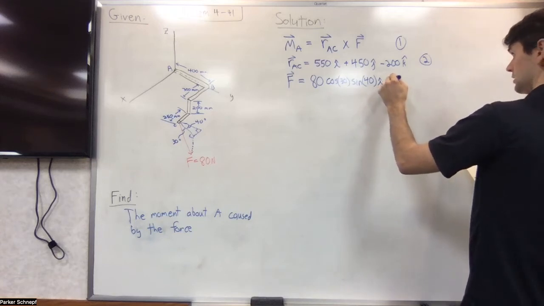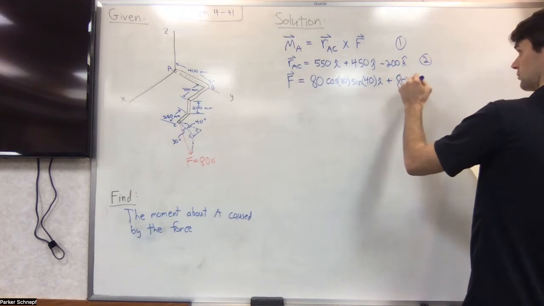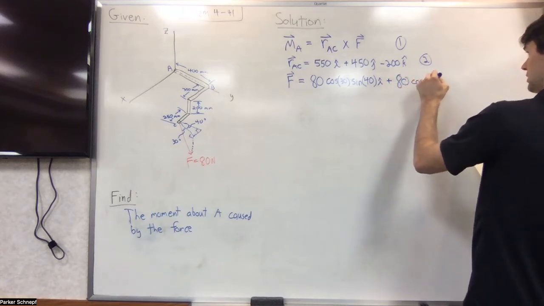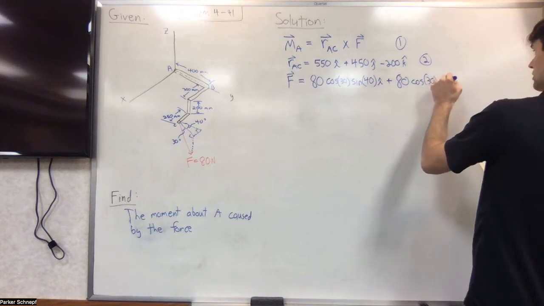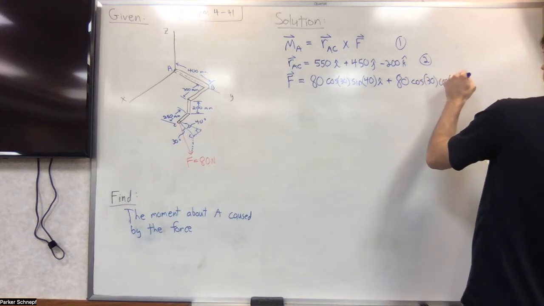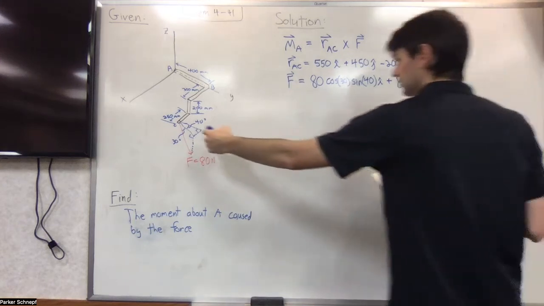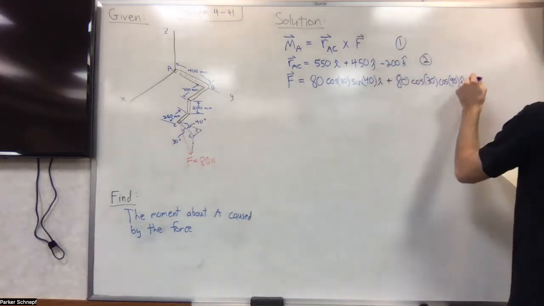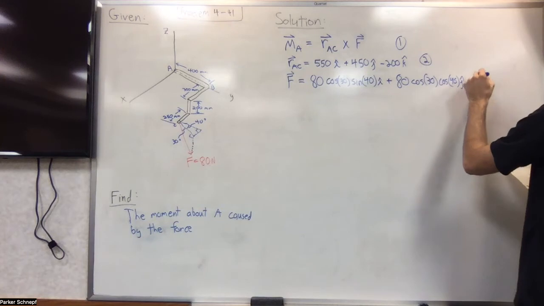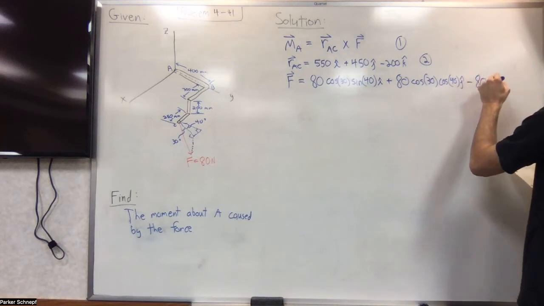And then y, same general idea, 80 cosine 30 cosine 40, and it's also going to be in the positive direction. And then z is going to be in the negative direction, so it's going to be minus 80 sine 40.